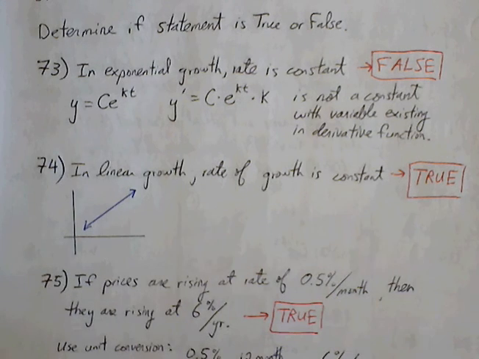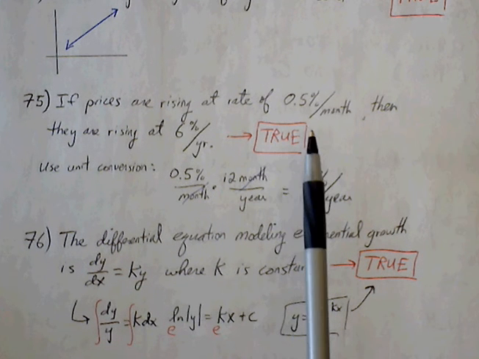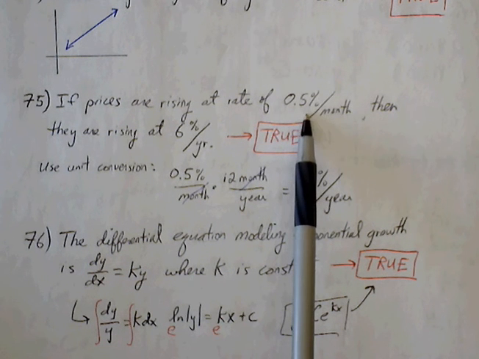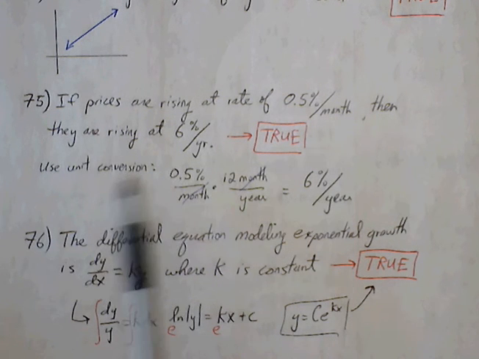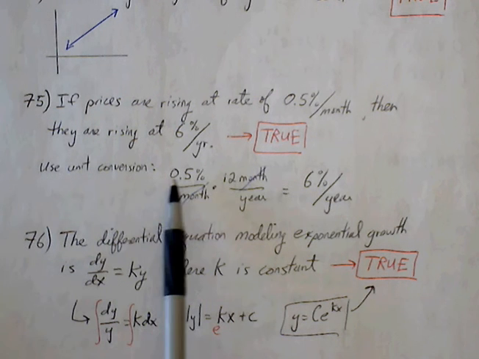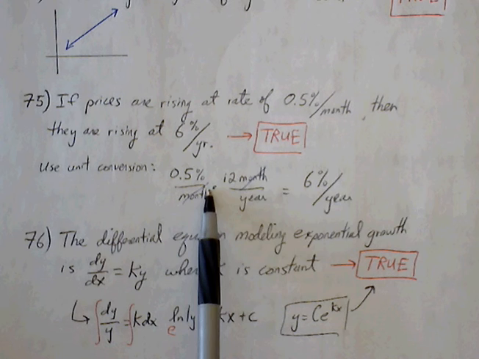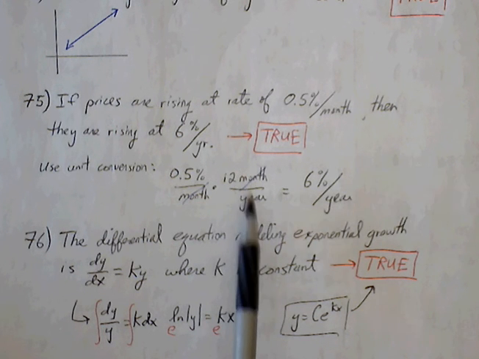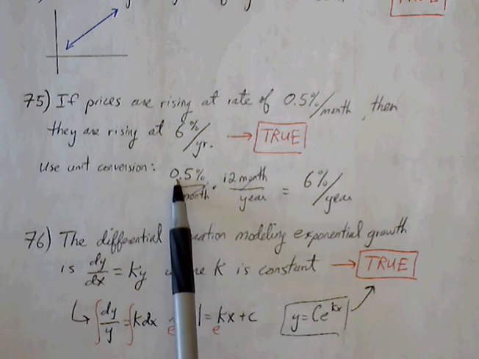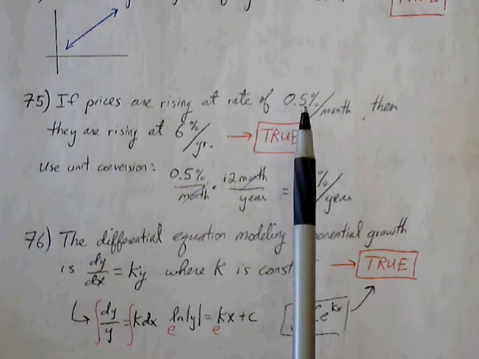75, if prices are rising at a rate of 0.5% a month, then they're rising at 6% per year. That's true. We can use unit conversion to help prove that. So 0.5% per month, unit conversion, find a suitable ratio. So 12 months per year. The months can cancel out, so 0.5 times 12 is 6. An increase of 6% per year is the same thing as 0.5% per month.